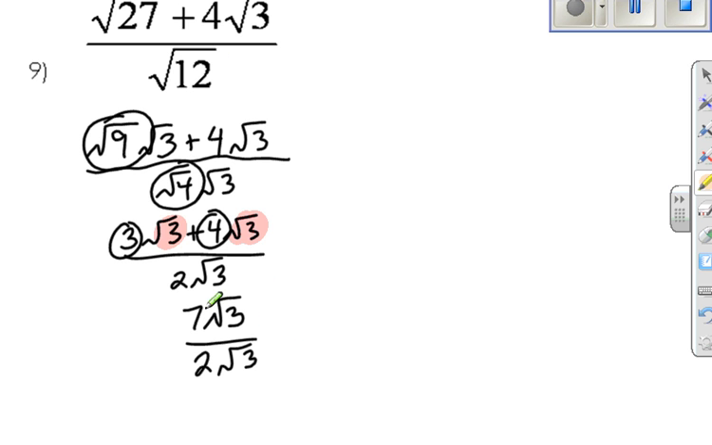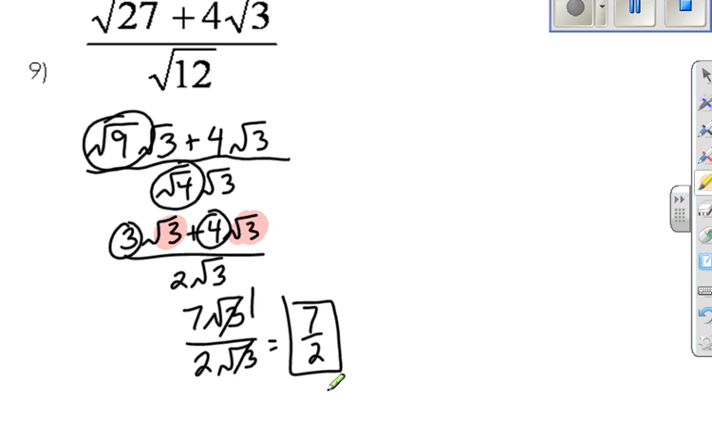And we're going to divide coefficient by coefficient, 7 divided by 2, and radical 3 divided by radical 3. Now any number divided by itself is just 1, so radical 3 divided by radical 3 will actually cancel out to 1. That leaves us with 7 over 2. This is how I'm going to leave my answer.